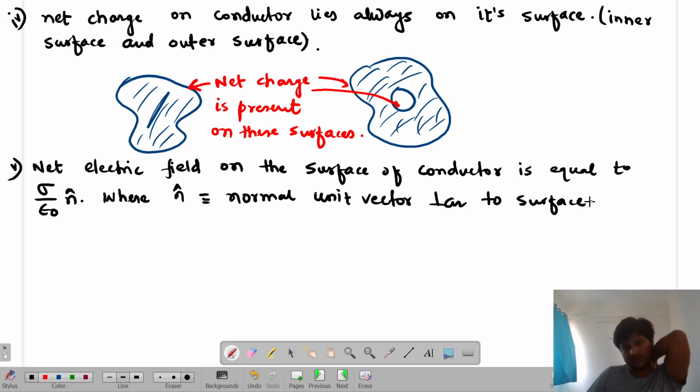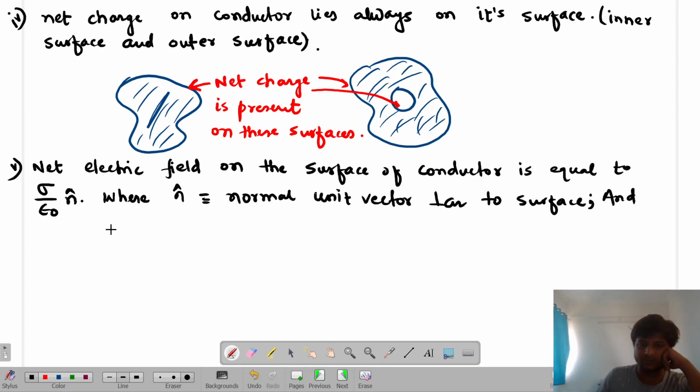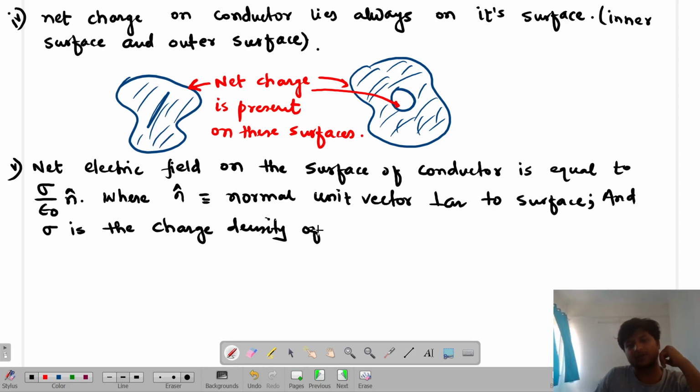Are you able to get me? And sigma is the charge density of the conductor. Yeah, surface charge density you can say. Are you able to get me?